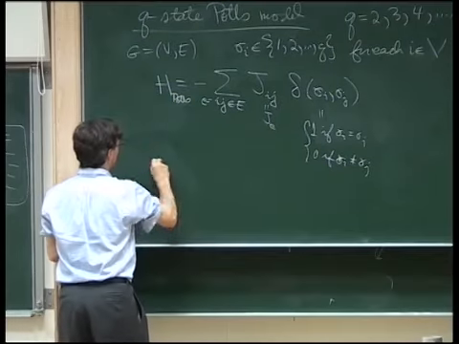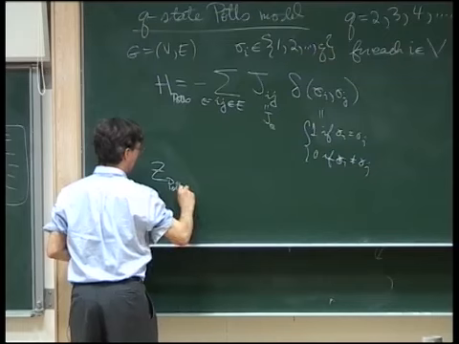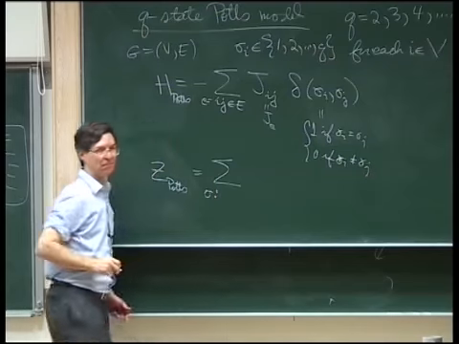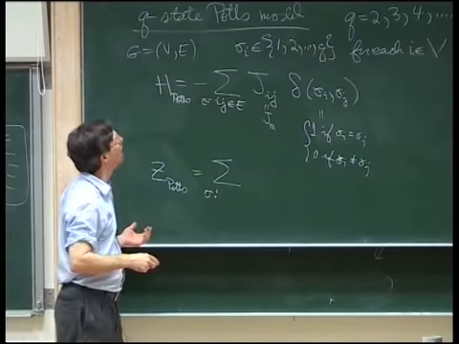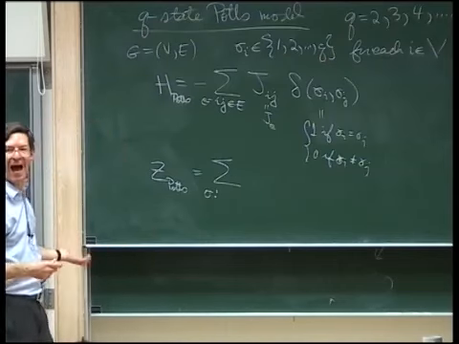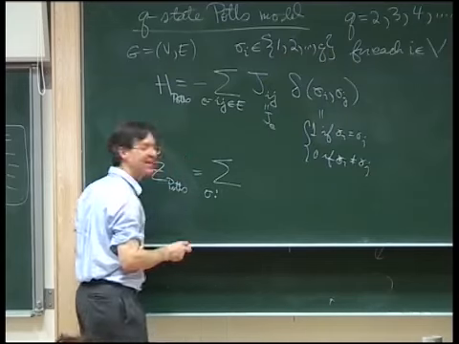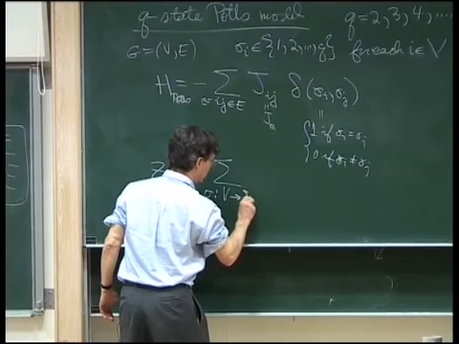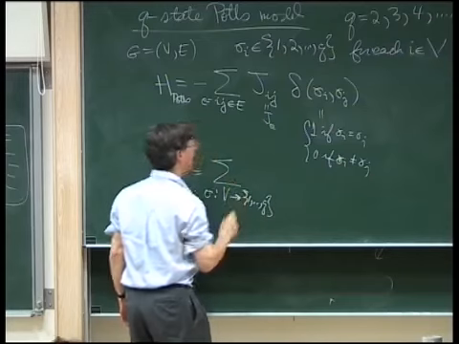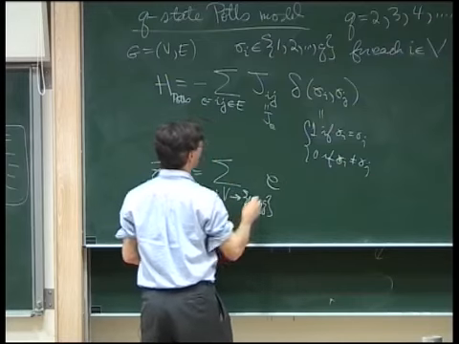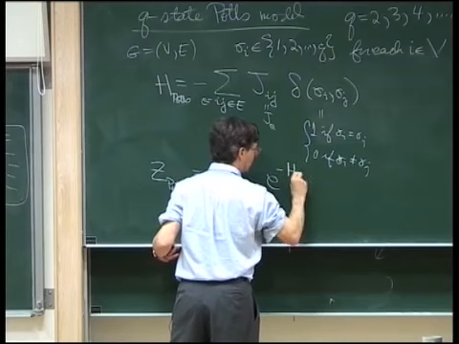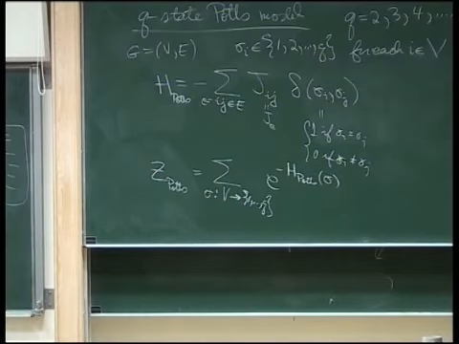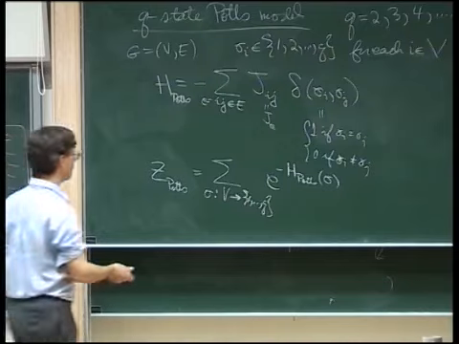Then Z_Potts is the sum over all configurations, so basically all Q-colorings, proper or not, of the vertices. This is what Bill wrote down, right? Maps from V to 1 through Q, of the exponential of minus H_Potts of sigma. I'm putting beta equals 1.